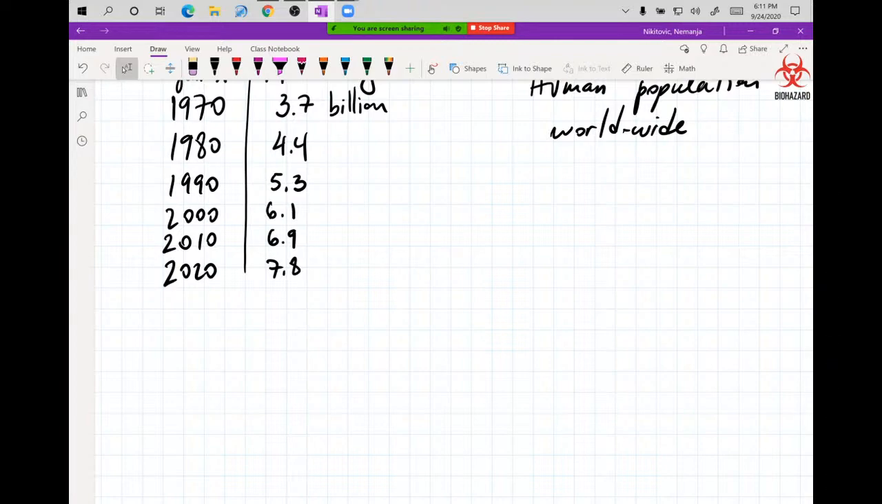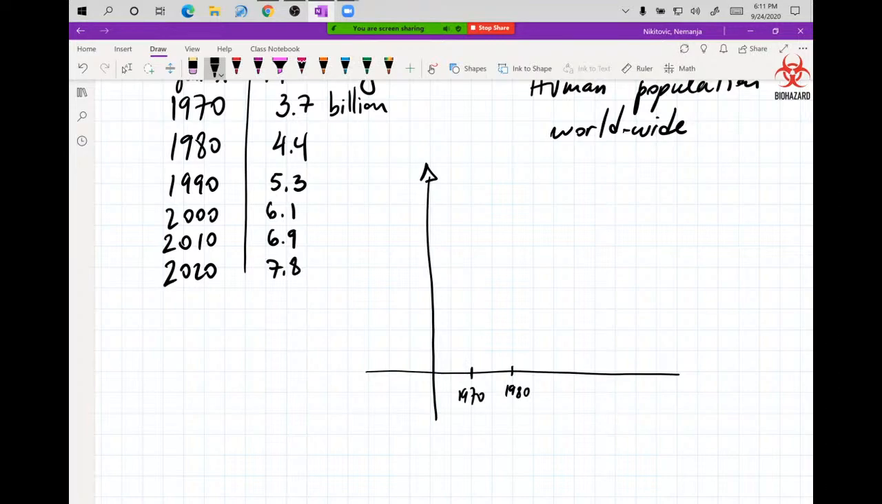Now, what we can do is we can draw, and we don't need negative numbers, so I'm not going to draw negative parts here. I'm going to draw this, and maybe every 1970, 1980, 1990, 2000, 2010, 2020, and this is our time axis, but that's our x-axis. Let's just call it x. I called it x earlier.